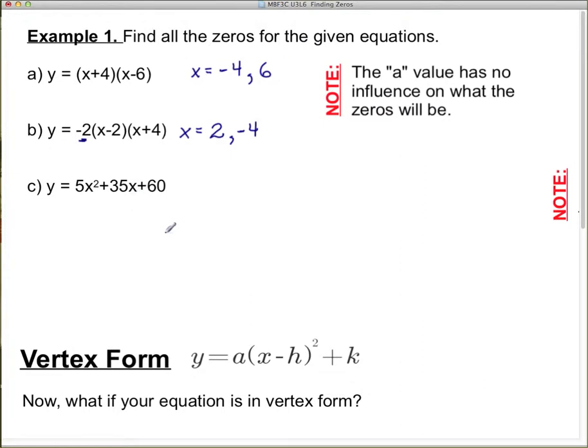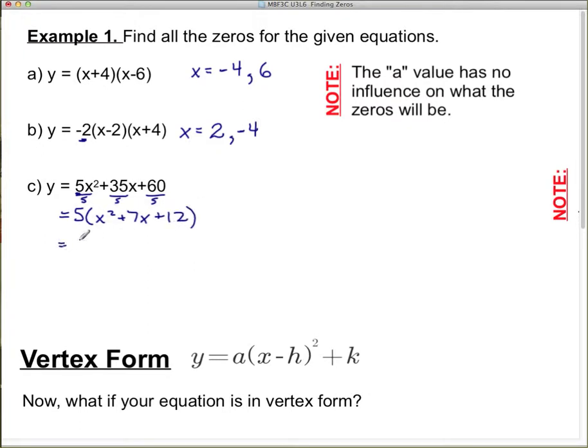Now the next one's a little bit rough because I've got no brackets. And if I've got no brackets, I've got nothing that I can make 0. However, we learned a while ago that we have to actually factor it, and we know how to factor it, so I'm going to start this way. I'm going to pull out this coefficient from all of the terms. So I'm going to take out a 5, and what I have to do is divide each of these things by 5. And so what I'm left with is an x squared plus a 7x plus a 12.